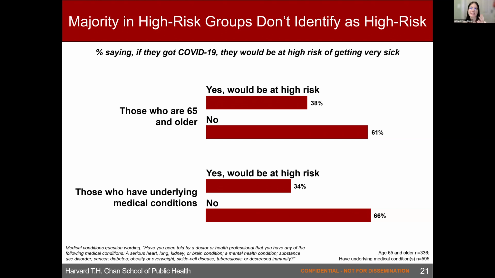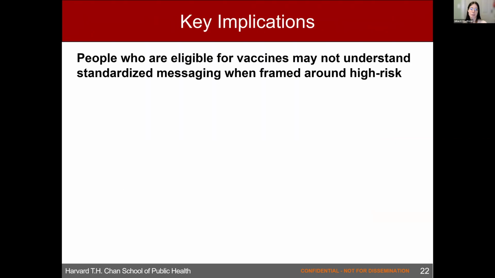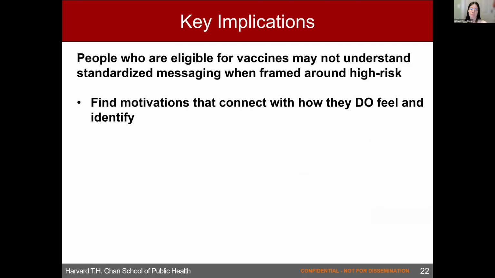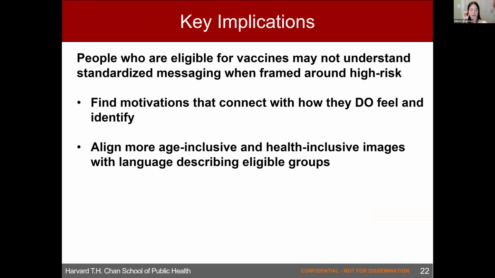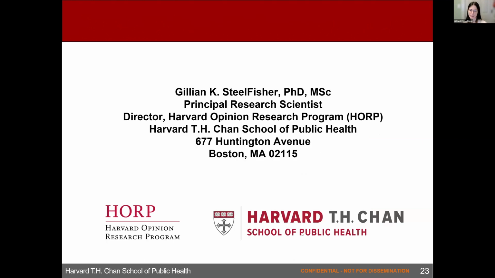And so making sure that people see themselves, and thinking together about how we communicate that more effectively and don't, again, alienate people or make people feel like that's not me. Because they should look at the commercials and be like, that's me, I need that. So that's an important message for us as we connect with people. People who are eligible for vaccines may not understand standardized messaging, so finding motivations that connect with how they feel about themselves and how they identify is really important. And aligning with more age-inclusive and health-inclusive images and language that describes eligible groups will go a long way. Okay, so this is me. I look forward to talking with you all at the end, and thanks again for having me.